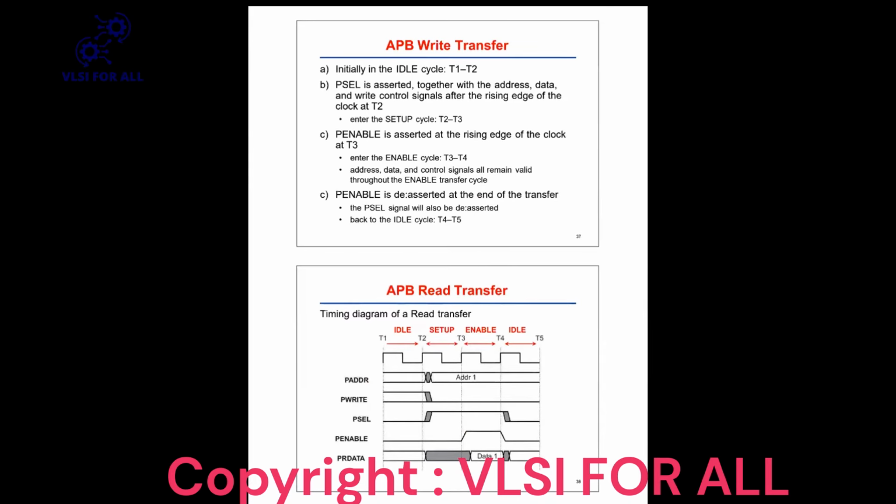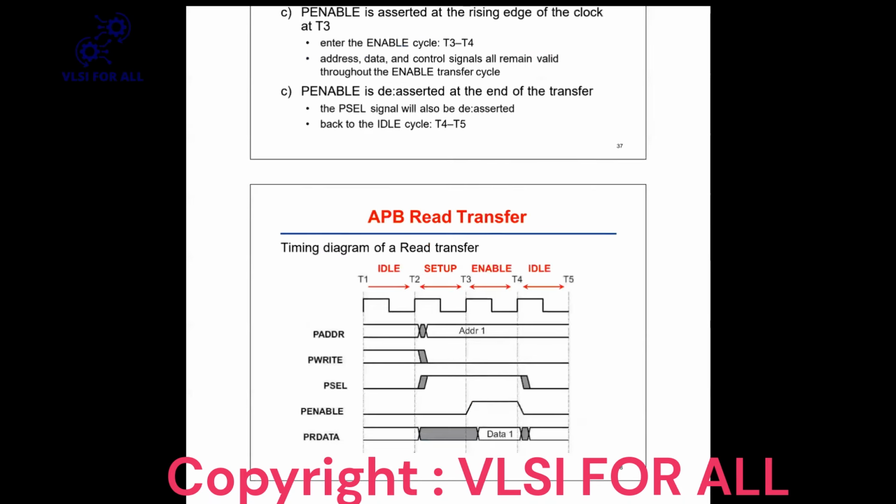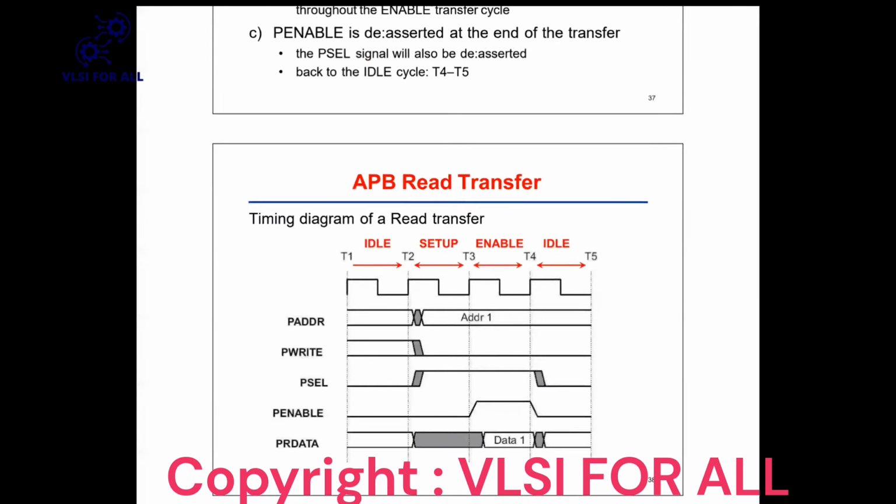And for read transfer, the read transfer will happen when write is 0. Everything will be the same as the previous diagram, but the difference is that in the setup phase you can see write is low. It means we have to perform the read operation. So at the lower side, instead of the PWDATA write data bus, here it is the read data bus, where the data one which was driven, now we are collecting the same data from the slave.